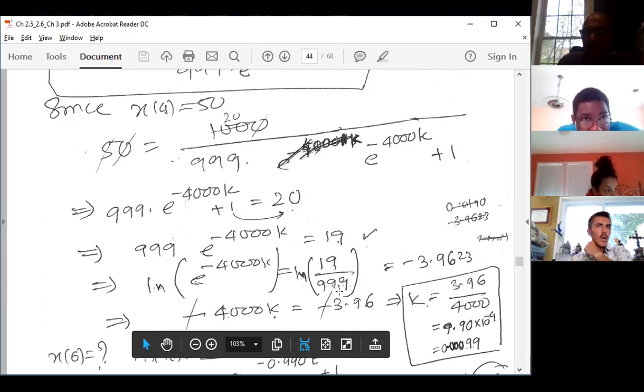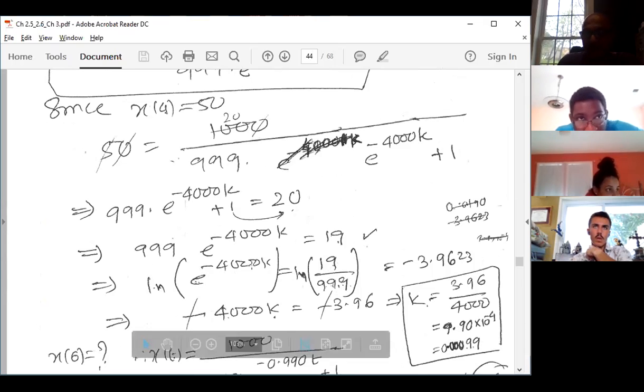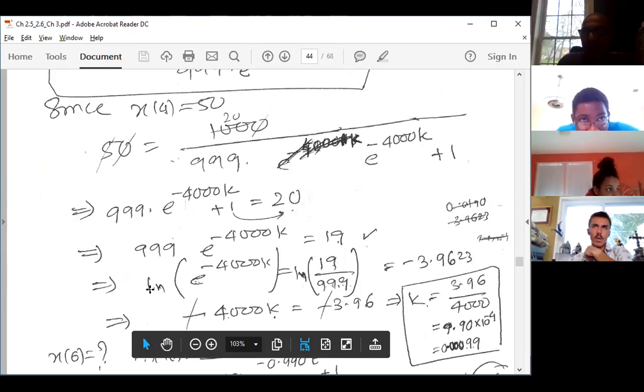This 19 over 999, and I want to remove this e because I'm looking for k. So I don't want my e over here. Without removing this e, I can't find my k. And that's why I'm taking the help of ln function on both the sides. ln and exponential functions are inverses of each other and will get cancelled out. Negative 4000 k equal to ln of this one.